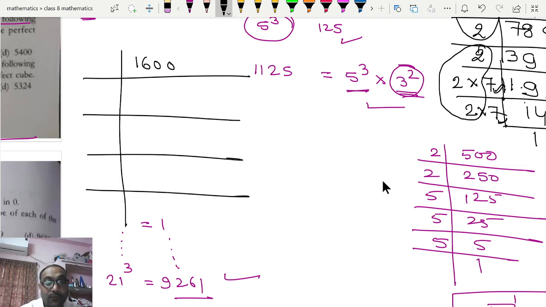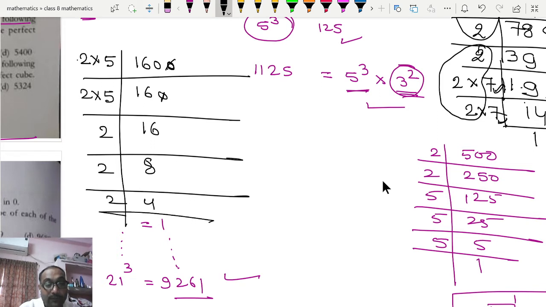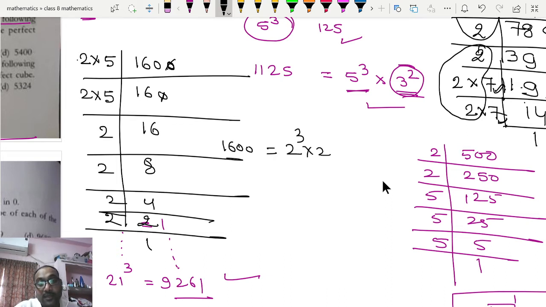If you want to remove 10, the number will be 2 into 5, so it is 160. Again there is a 0. If you want to remove it, 2 into 5 dividing by 10, it will be 16. 2 8s are 16, when you divide 8 by 2, the result is 4. When you divide 4 by 2, the result will be 2, and when you divide 2 by 2 it is 1. See, the number 1600, its factorization is 2 three times and 2 three times.